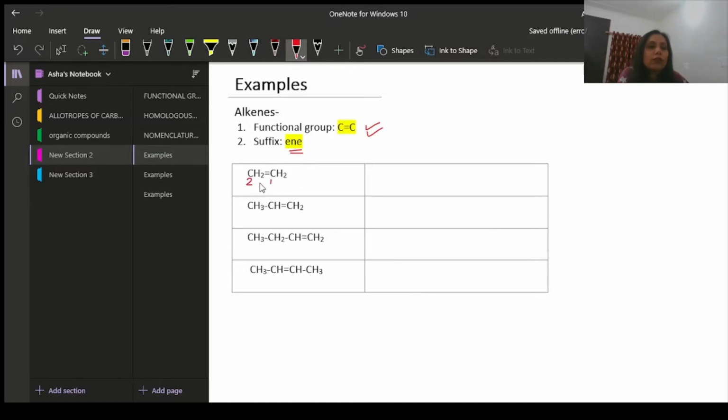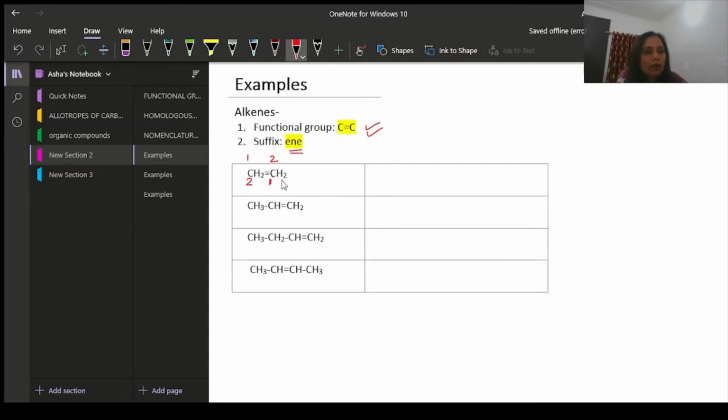You will have to give numbering. It is all in rough. So this carbon I am giving number 1, and to this carbon I am giving number 2. Now you can do numbering from the front also, 1, 2. In both cases we see that the double bond is coming with the first carbon. With this first carbon the double bond is coming. With this carbon also the double bond is coming, right? So you can do it either way.